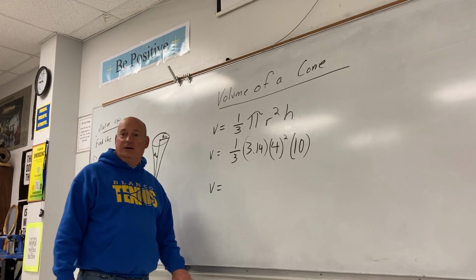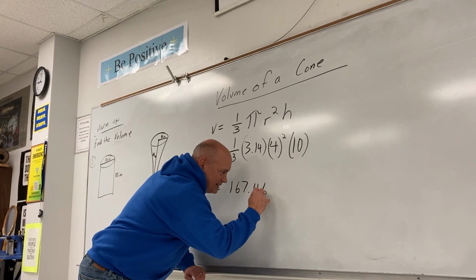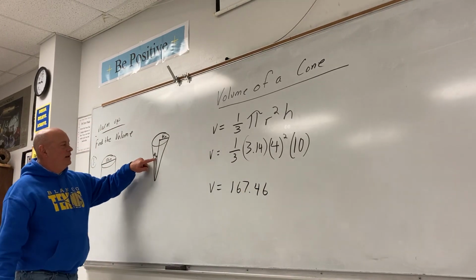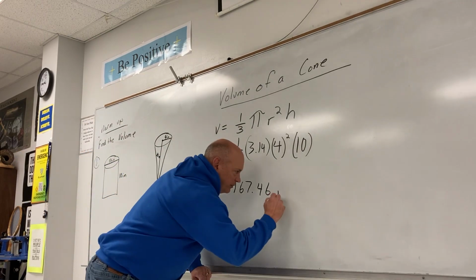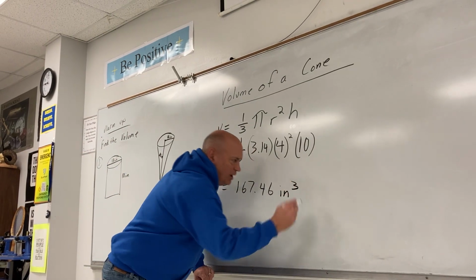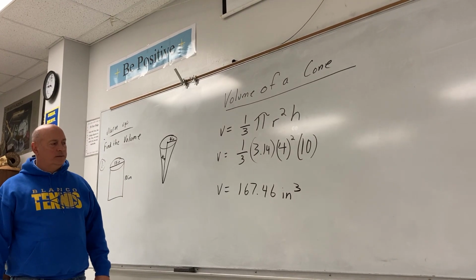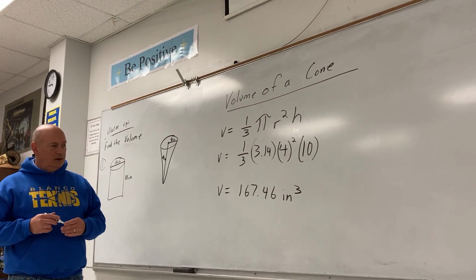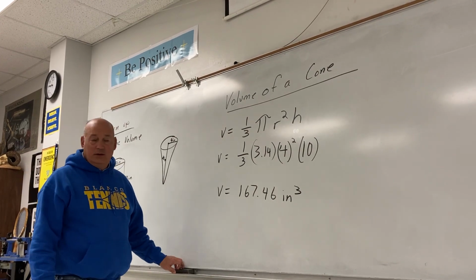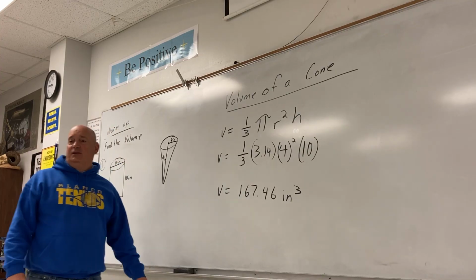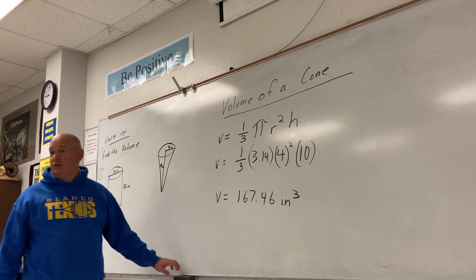Boy, y'all are shy. 167.46. And that would need to be what? Inches cubed. Still a three-dimensional object. Asen, do you disagree? The 6 is repeating. Oh, it's 0.66 instead of 46? No, it's 0.46. Well, we don't care about the repeating 6. 2 decimals. All right, questions. Let's do one more.